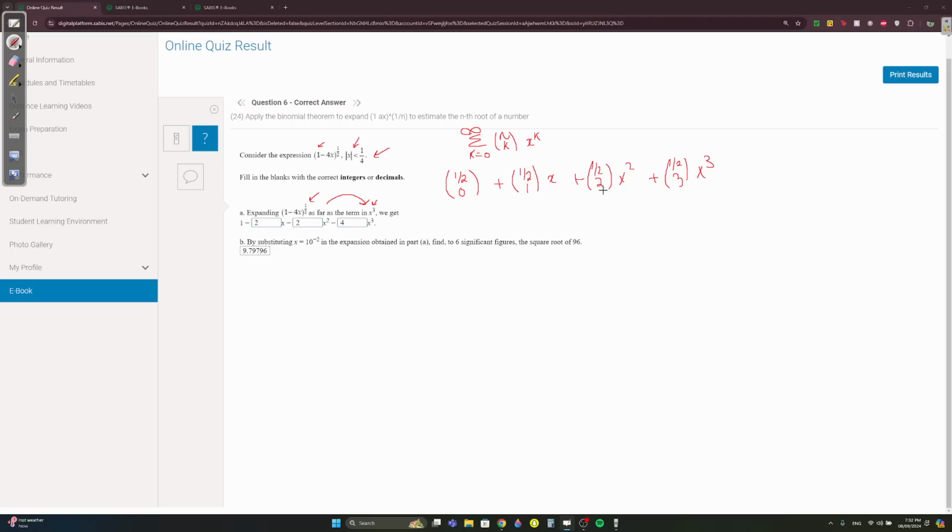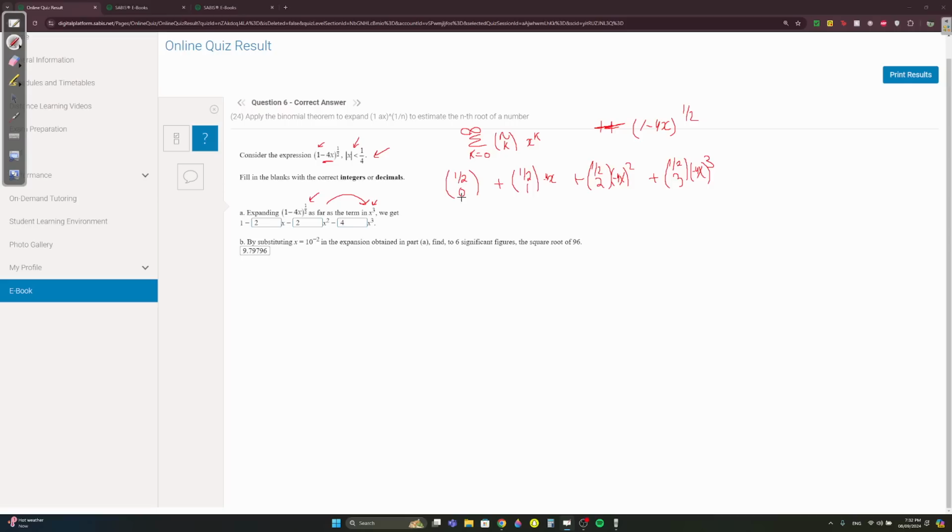Now, can we solve? Yes. What do we need? My x is minus 4x. Minus 4x, minus 4. Sorry, I forget sometimes. It's 1 minus 4x to the power of half. I should have written this at the start. Anyway, so you have this.